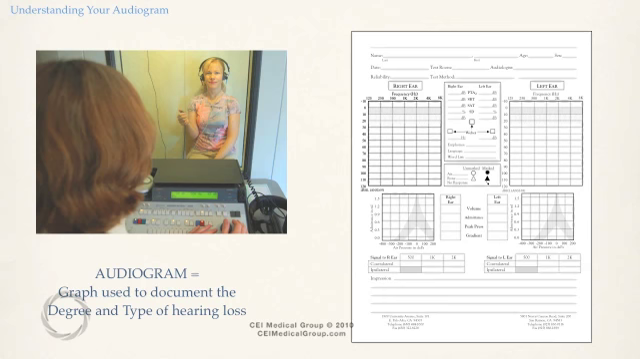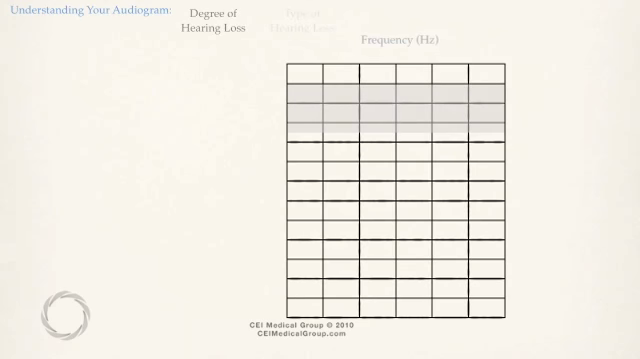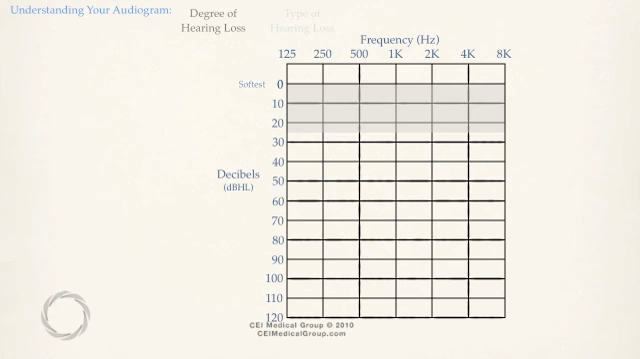Frequency is depicted along the x-axis, increasing from low to high frequencies from left to right. This is similar to how the keys of a piano go from low pitch to high pitch. For each frequency, we want to see how loud a sound must be for you to perceive it. We record loudness along the y-axis of the graph from 0 to 120 decibels, with 0 being very soft and 120 decibels being very loud.